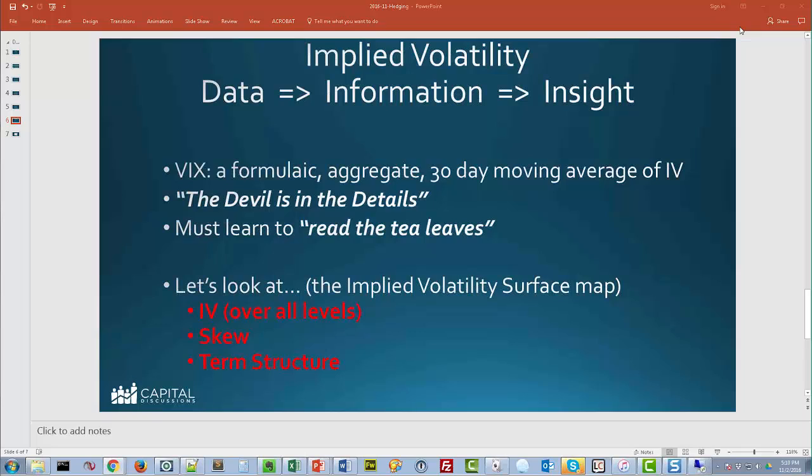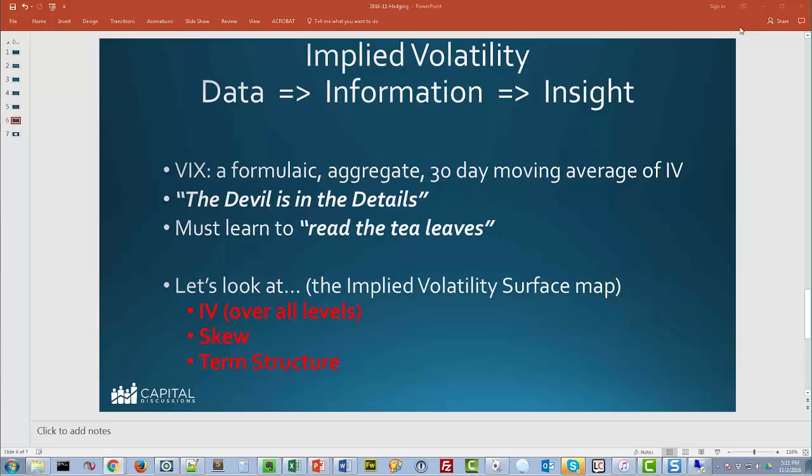There are three components to this. The first one is where's IV overall. So you look at the VIX, you look at VVIX, you look at the futures, you look at contango rate. Those are the broad-based stuff that you can just look at and get an overall picture. It doesn't give you the details.